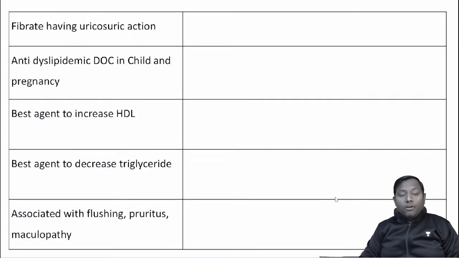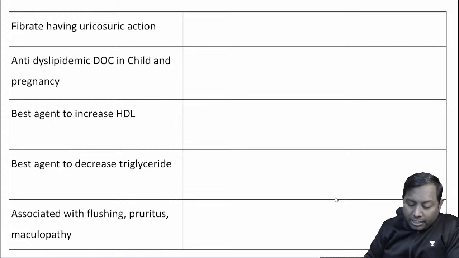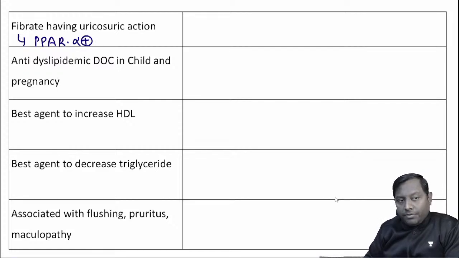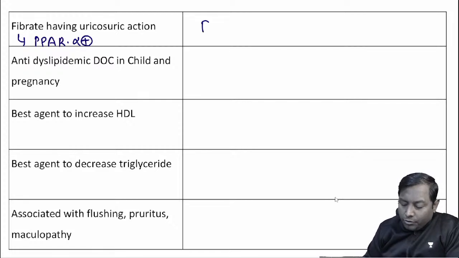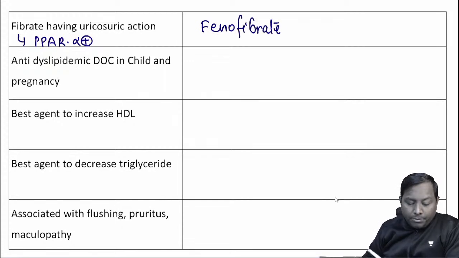Okay. Fibrate, that is having uricosuric. First and foremost, fibrates are PPAR alpha agonists. The one that is having uricosuric will be your fenofibrate. Therefore, in a history of a gout patient, which of the following fibrates is preferred? You are going to use fenofibrate. Anti-dyslipidemic drug of choice in child and pregnancy.